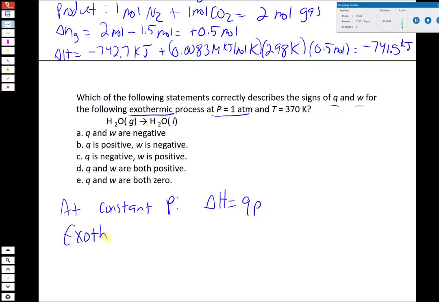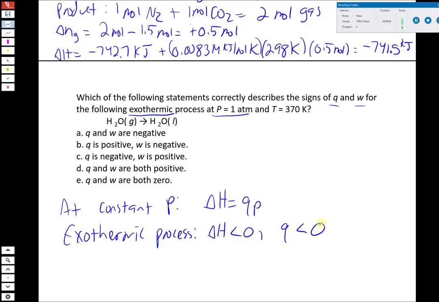And the key word here is that this is an exothermic process. So anytime we're exothermic, that tells us that delta H is negative, less than 0, which means that the heat must also be less than 0. So if we're at constant pressure, delta H and Q are the same. Delta H is less than 0. That means Q has to be less than 0. So Q has to be negative.